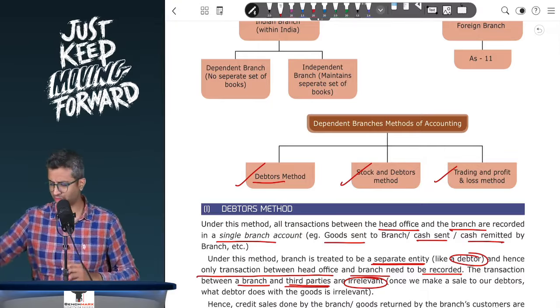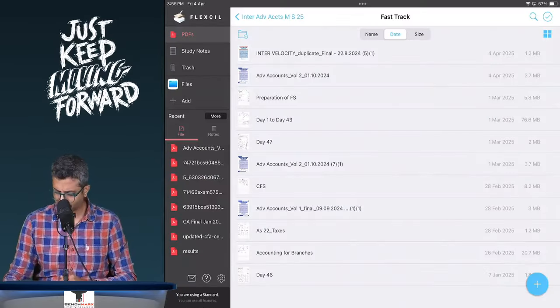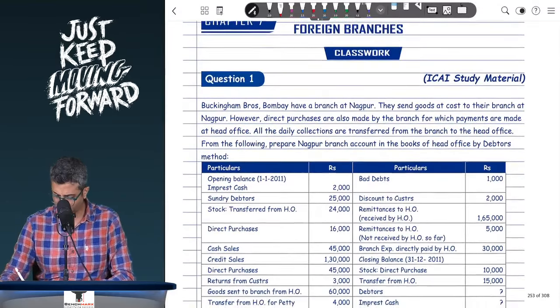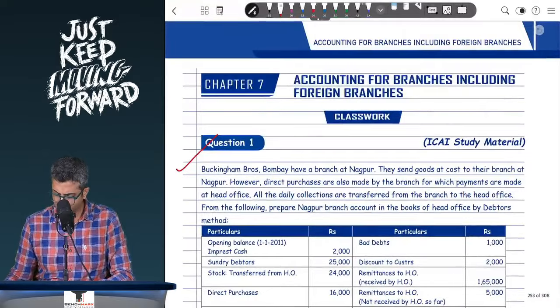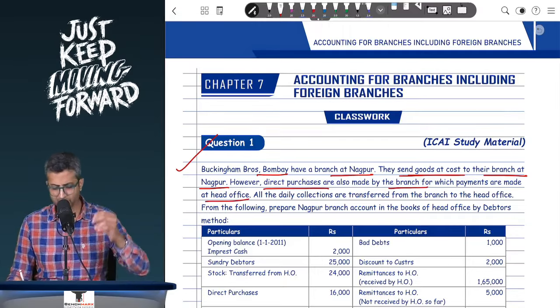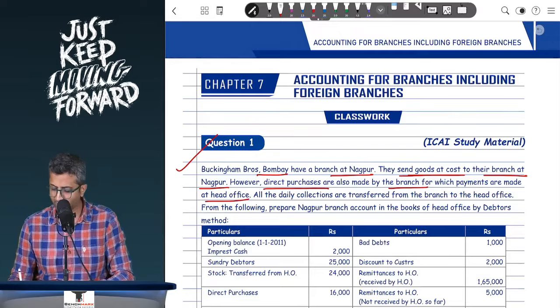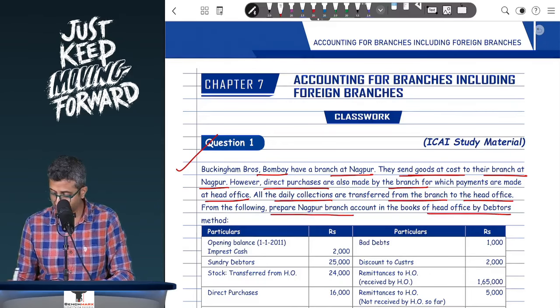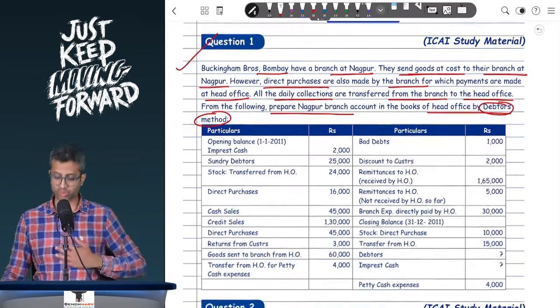I think this will be under the debtors method. So let us review this. Question number 1: Buckingham Brothers have a branch in Nagpur. So this is a Bombay head office having a branch in Nagpur. They send goods at cost to their branch at Nagpur. However, direct purchases are also made by the branch, for which payments are made by the head office. So even for direct purchases, payments will be done by the head office. All the daily collections are transferred from the branch to the head office. From the following, prepare Nagpur branch account in the books of the head office by the debtors method, clearly telling you that this is prepared as per the debtors method.